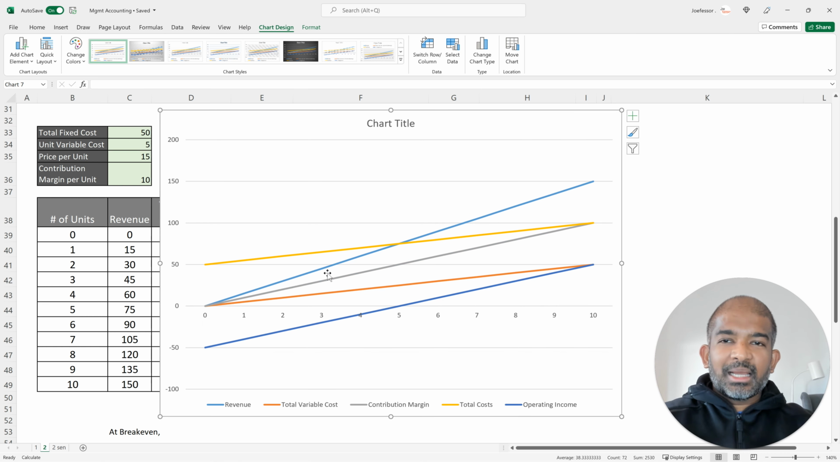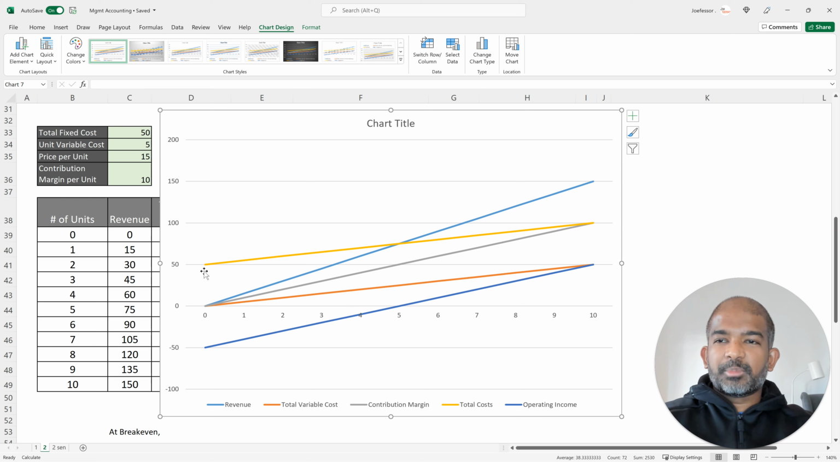So the light blue line here represents the revenue. Okay, as you can see, when you sell nothing, your revenue is 0, but as you sell more and more, your revenue keeps increasing. Okay, then the orange line is your total variable cost. Again, it keeps increasing like the revenue, but at a slower rate because the variable cost is just 5 per unit. The gray line is the contribution margin, which is the difference between the revenue and total variable cost.